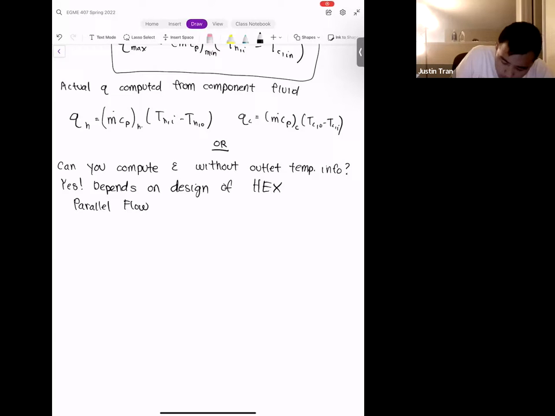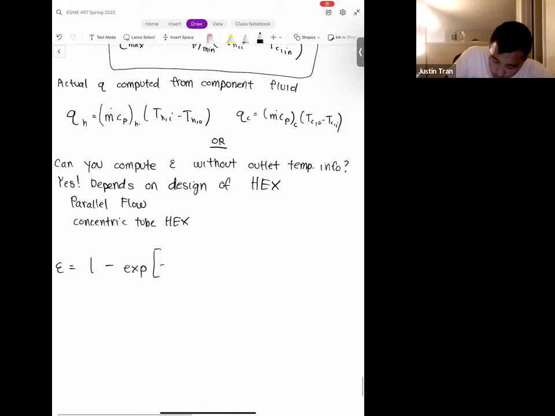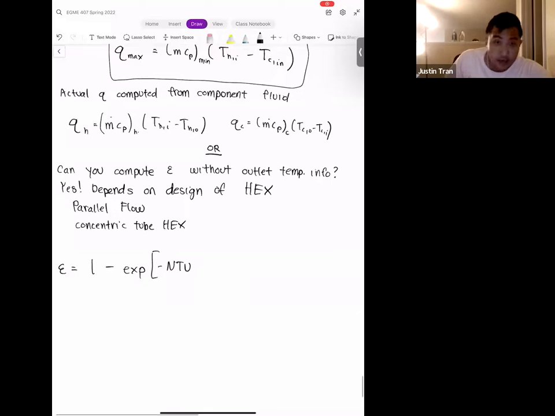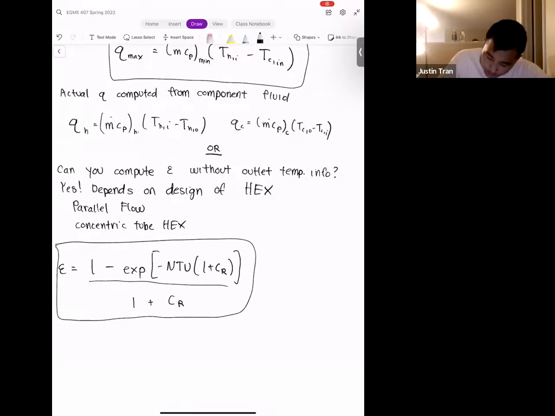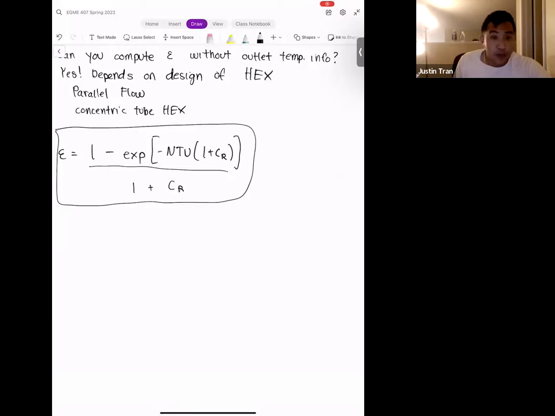Parallel flow concentric tube heat exchanger. For a parallel flow concentric tube, our effectiveness is given by the following formula. You have 1 minus the exponential of minus NTU, a new variable called NTU, which I'll define in a second, multiplied by 1 plus C_R, and C_R I'll define in a second as well. And we divide that by 1 plus C_R. All right, so that's the effectiveness if you have a parallel flow concentric tube heat exchanger.